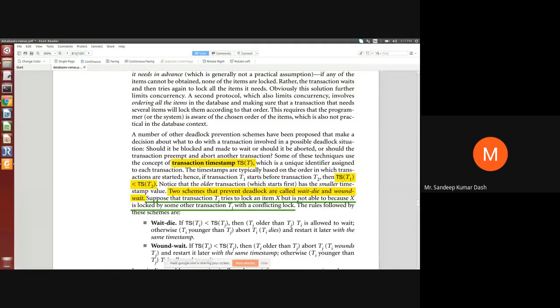Suppose this is requesting a read lock, and this is having a write lock. So the access will not be granted. Or suppose this is having a write lock and this is issuing a read lock, so access will not be granted unless and until this lock is released. So read and write, write and read, write and write, those are conflicting locks. Read and read are shared locks. So suppose Ti is issuing a read lock and Tj is having a read lock on X, it will be granted because read and read are not conflicting locks, whereas read and write, write and read, write and write are conflicting.